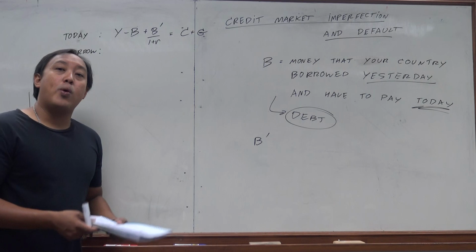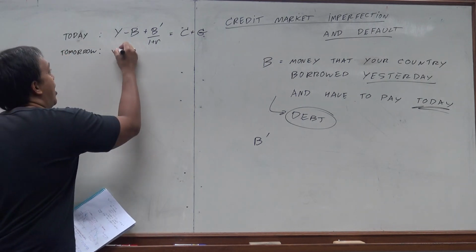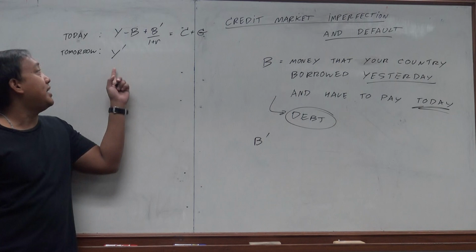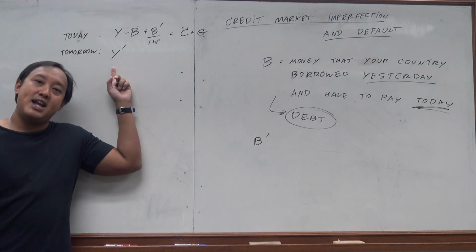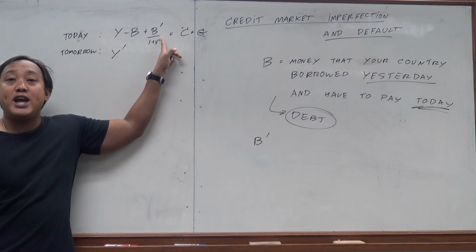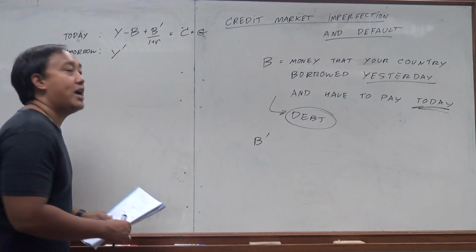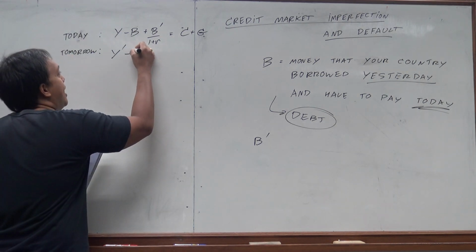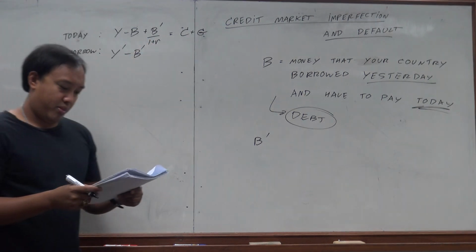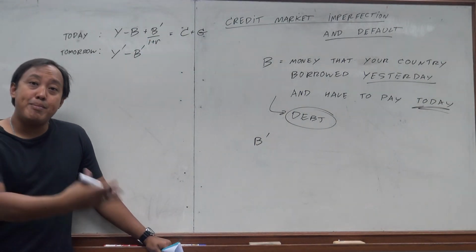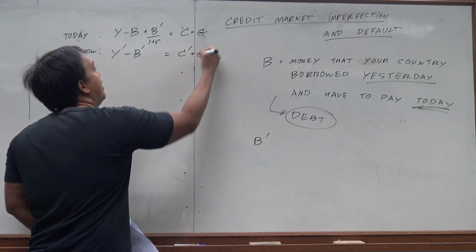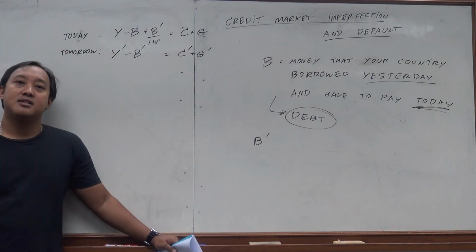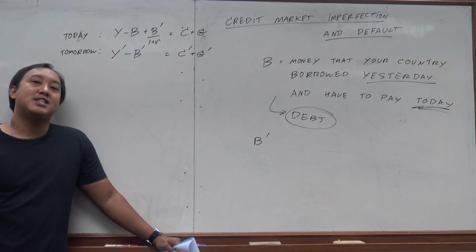And then tomorrow, your country wakes up and produces more. You have Y prime, which is the GDP, or national income, for tomorrow. Tomorrow you earn some money, and then you need to pay back your debt. Today you borrow this money, tomorrow you pay it back. This is your future debt, minus B prime. After you pay back your debt, the money you have left goes to consumption and government spending tomorrow. You're done. This is the set of equations for this case.